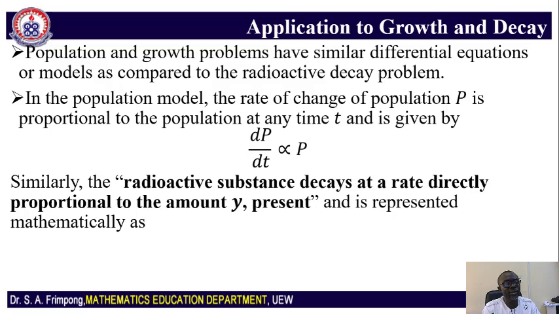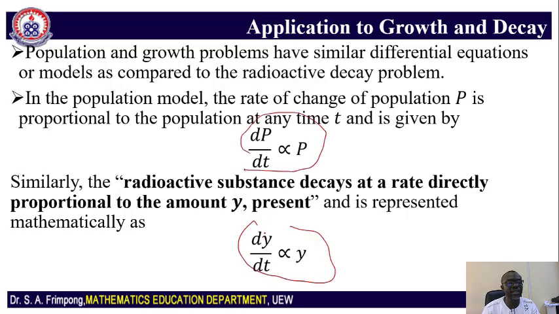Similarly, a radioactive substance decays at a rate directly proportional to the amount y present and is represented mathematically as dy/dt proportional to y. If you check the two models, you realize that they are the same, except that in the population model the gradient is positive, while in the decay model the gradient is negative. That is the only difference between the two.